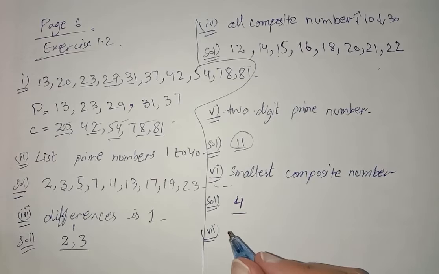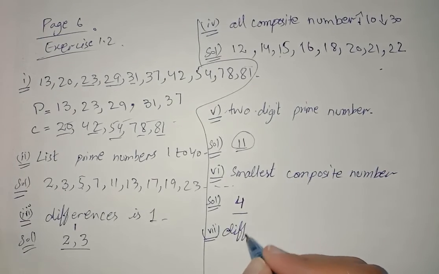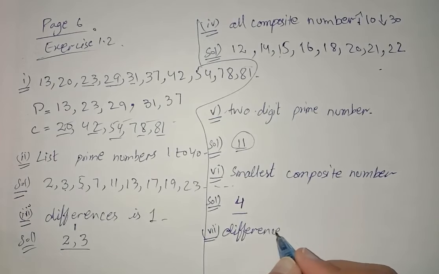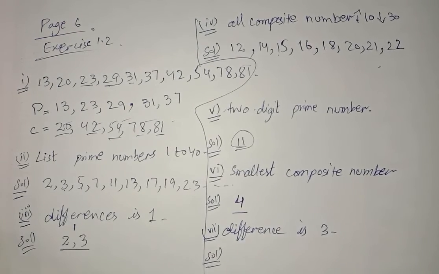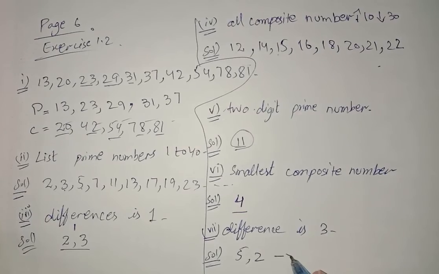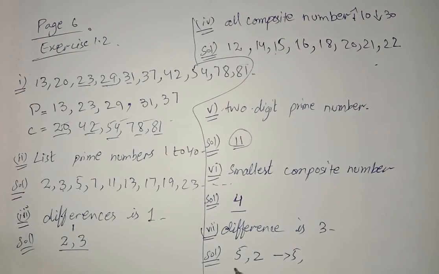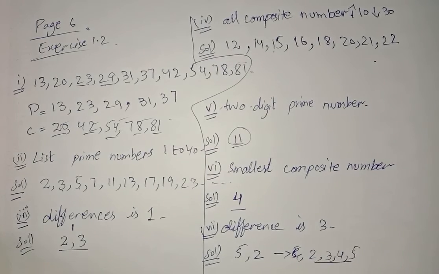Find two prime numbers whose difference is 3. We have to find two prime numbers in which the difference is 3: 5 and 2, because if we count from 2 to 5, we say 2, 3, 4 and 5. The difference is 3.